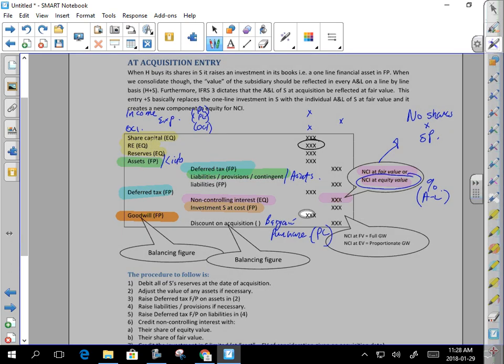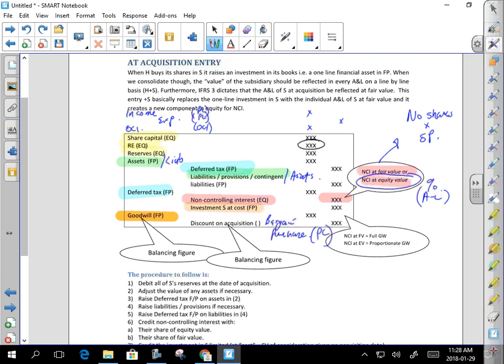And the theoretical thinking behind that is, if NCI are at fair value, that includes their share of the goodwill. Therefore, the goodwill figure is bigger because it includes their share of the goodwill. If you measure NCI at equity value, look very carefully. I worked out the equity value. I said debits minus credits multiplied by their percentage. But in those debits and credits, there's no goodwill. Not yet. So can you see where NCI are at equity value, they very specifically exclude their share of goodwill.